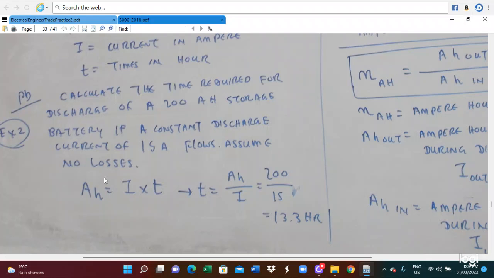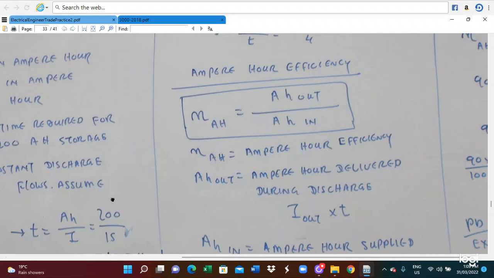We calculate the time required for the discharge of a 200 ampere hour storage battery at a constant discharge current of 50 ampere flow. We have to assume, so the ampere hour is I multiplied by T. So T is the ampere hour divided by I. So ampere hour given is 200 and the current is 50. So you get 4 hours.